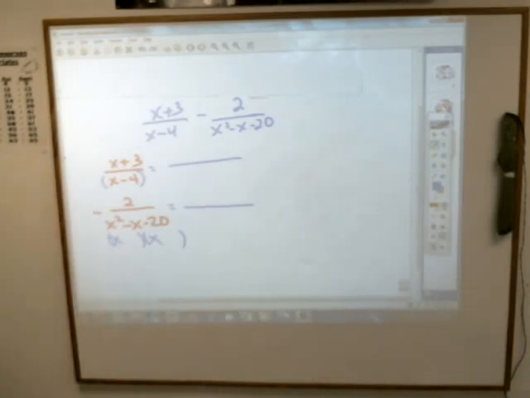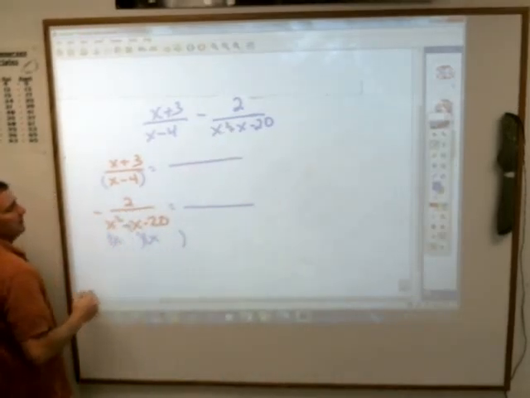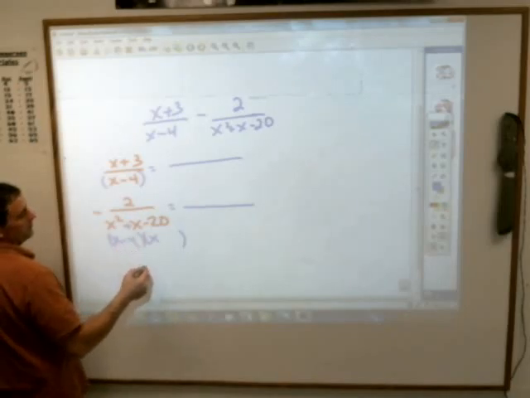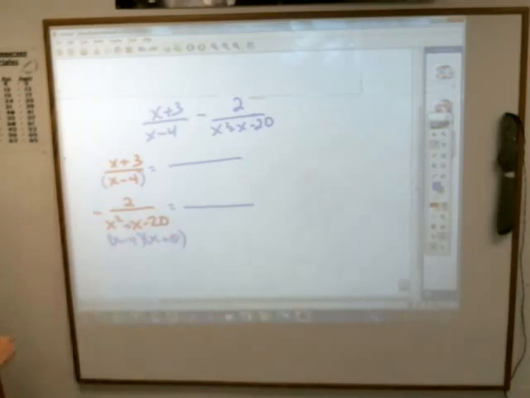Let me see. I'm sorry. 4 minus 5. Change this to a plus, because it is a plus. Yeah, you get a negative 4 times a positive 5 if you factor this.